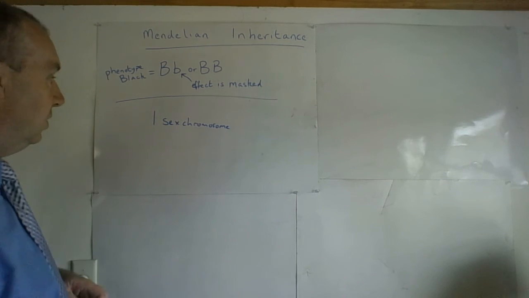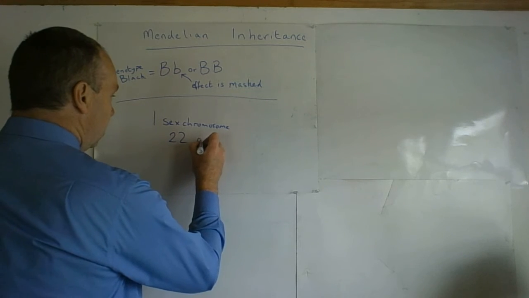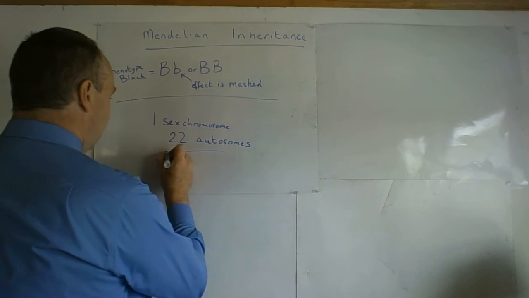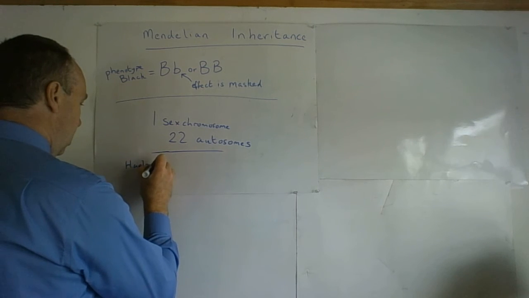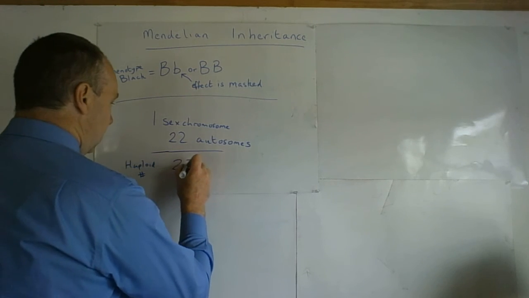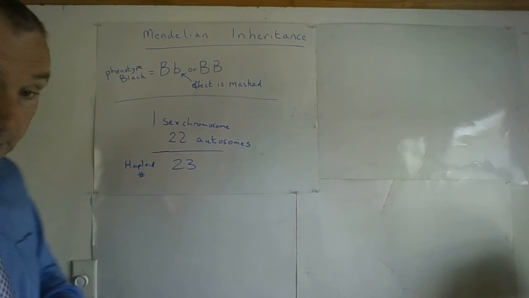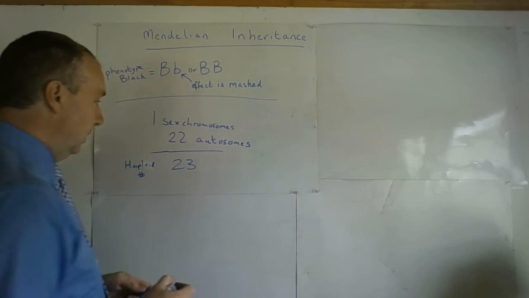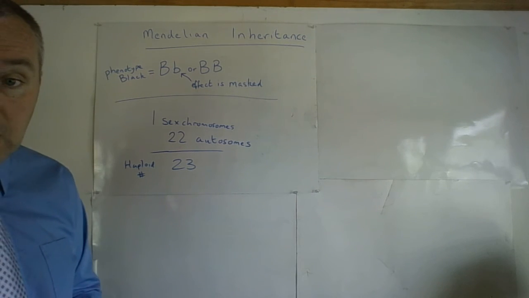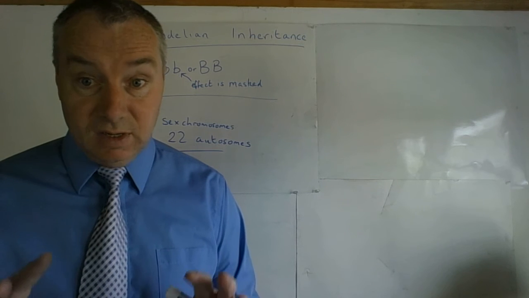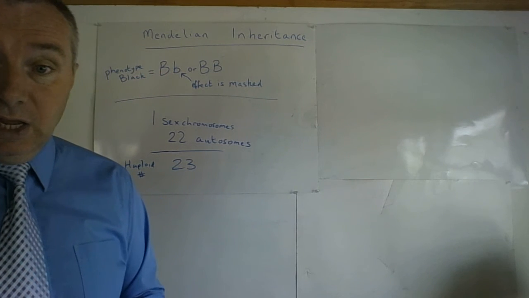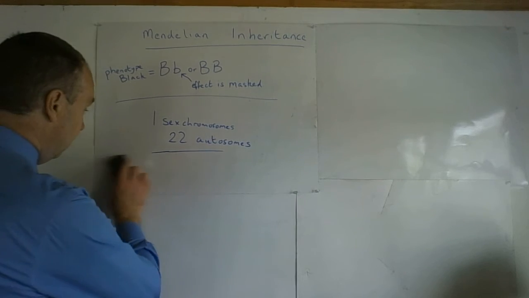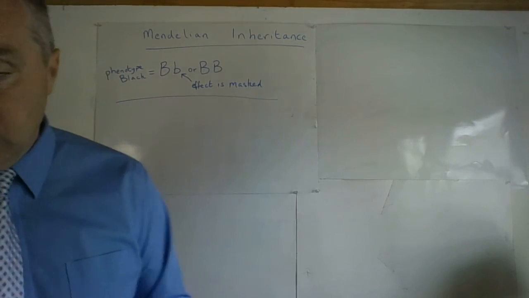And we have 22 autosomes. And that brings us to the haploid number, which is 23. So, one set of sex chromosomes and 22 sets of autosomes. Not pairs, sets, okay? Because pairs is the total that a normal cell has, which is 46 chromosomes. So that's what a gamete has.